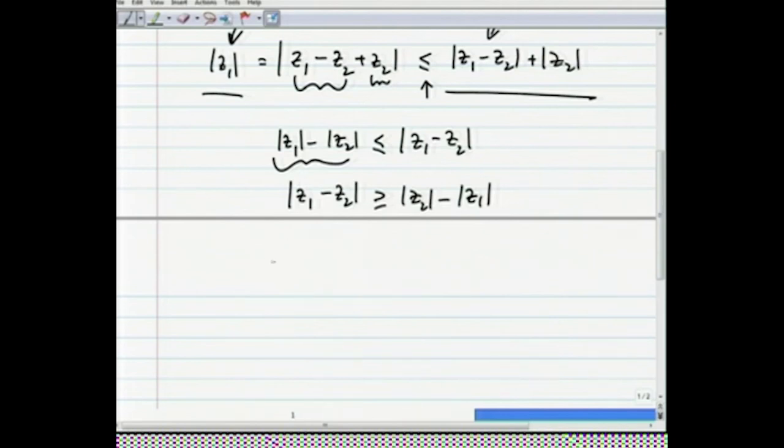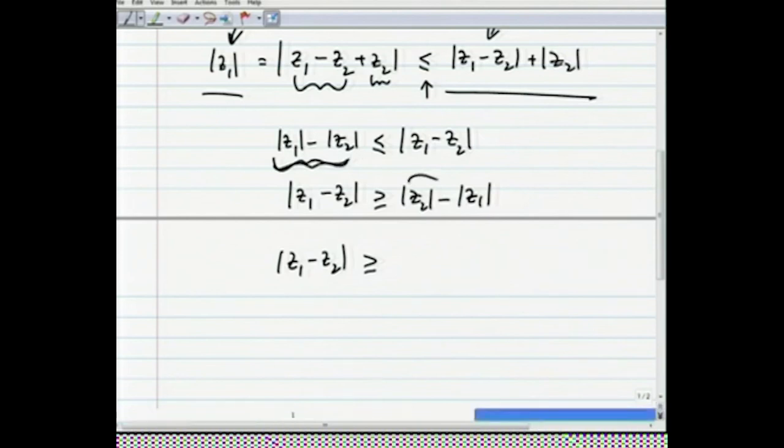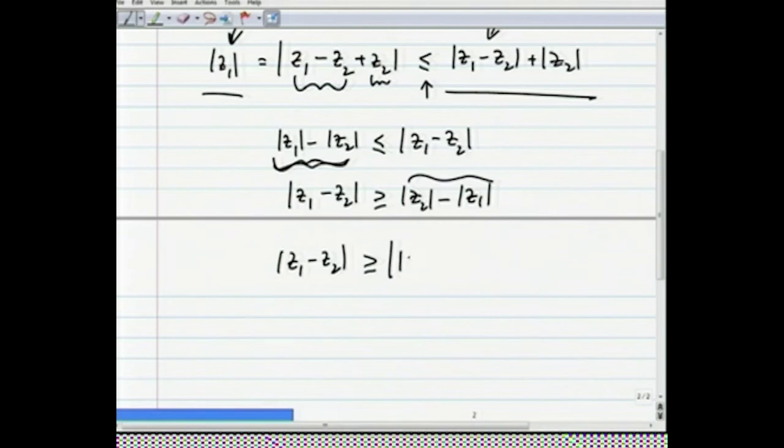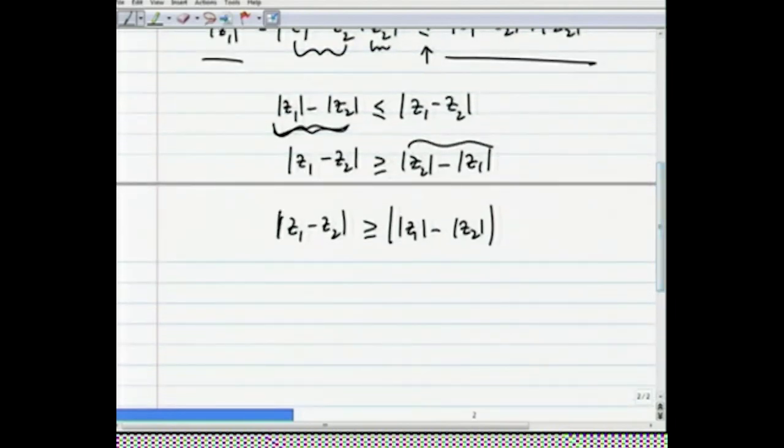And so in conclusion, the modulus of z1 minus z2 is greater than or equal to this and this, so it is greater than or equal to the absolute value of the modulus of z1 minus the modulus of z2. So, this form of the triangle inequality is also useful sometimes. And I have proved it here for the record.